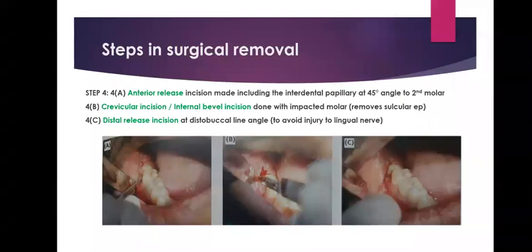Now, as we continue with the steps in surgical removal, step 4 is, firstly, the anterior release incision is made, including the interdental papilla at 45 degrees to the second molar. And secondly, the crevicular incision or internal bevel incision is done, which removes the sulcular epithelium. Then third, the distal release incision at the distobuccal line angle is done to avoid injury to the lingual nerve.